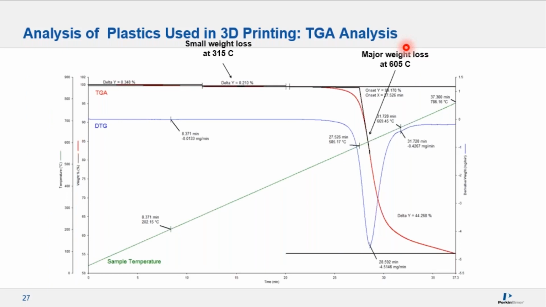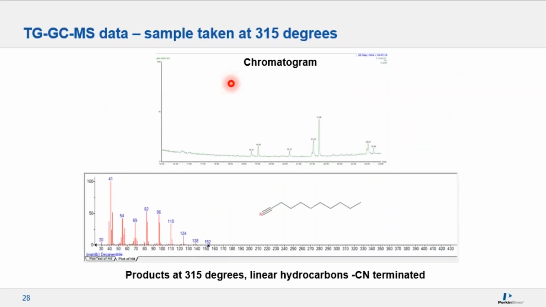If we take a look at the TGA weight loss curve, we see a very minor weight loss event here, accounting for about 0.2% of the weight loss. And then we have a major weight loss event occurring here at 600 degrees. So what appears to be happening is we have some slight off-gassing of the sample at 300 degrees, and then we have the primary polymer degradation occurring at 600 degrees. So using TG-GCMS, we can collect a gas aliquot, or gas sample, at 315 degrees and inject it into the GCMS.